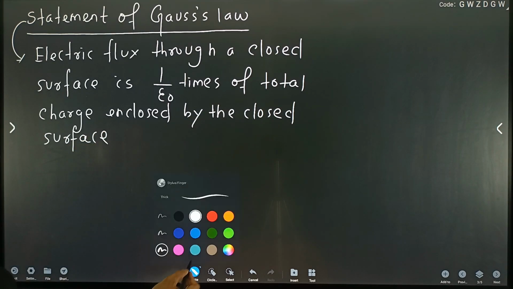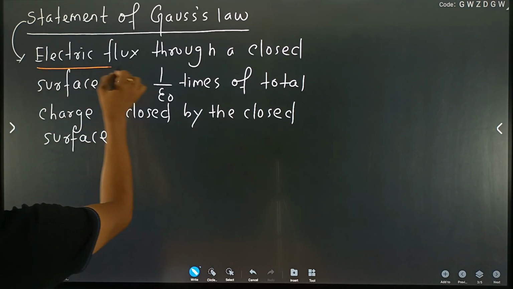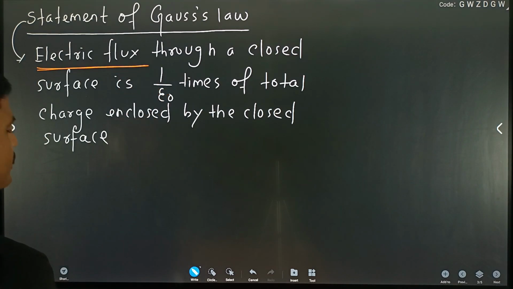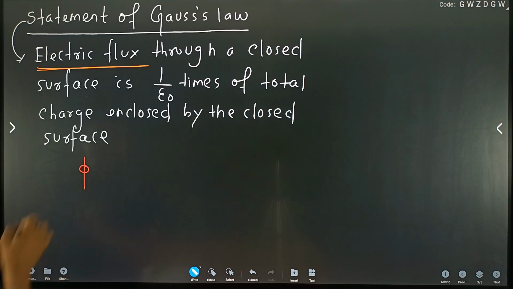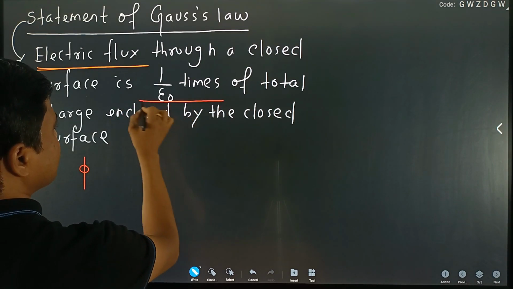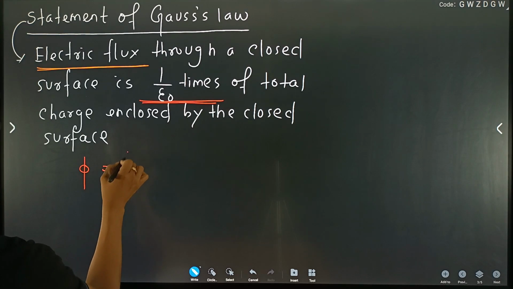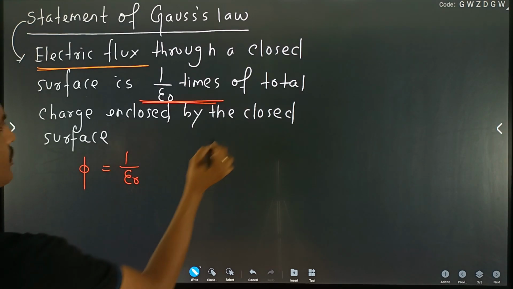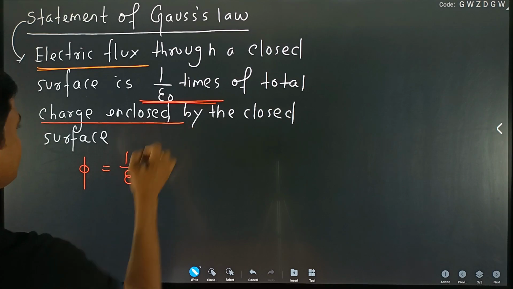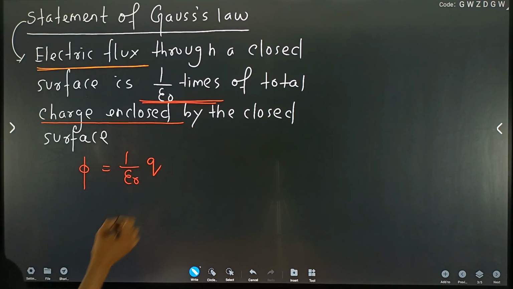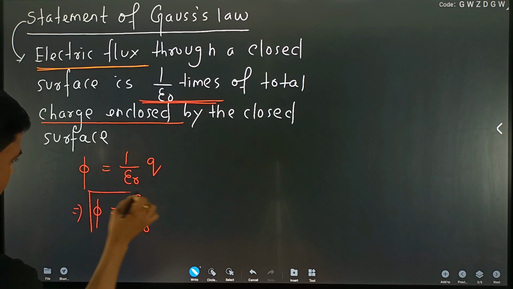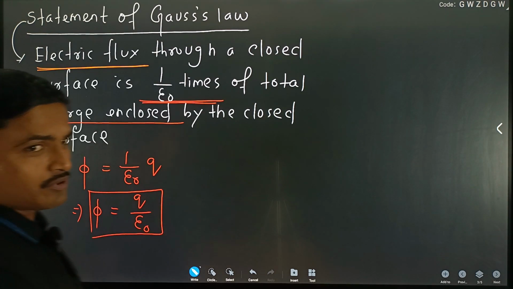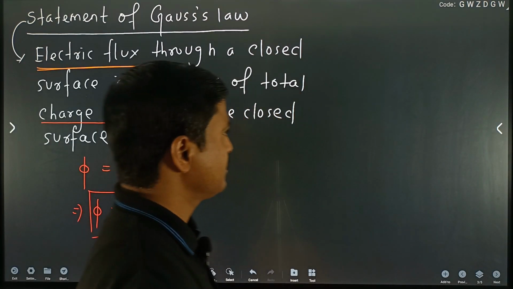That means simply we write, electric flux through a closed surface. For electric flux, suppose the symbol is phi, is 1 by epsilon 0 times the total charge enclosed by the closed surface. Total charge suppose q. That implies we write phi is equal to q divided by epsilon 0. This is the expression of Gauss law. Clear?